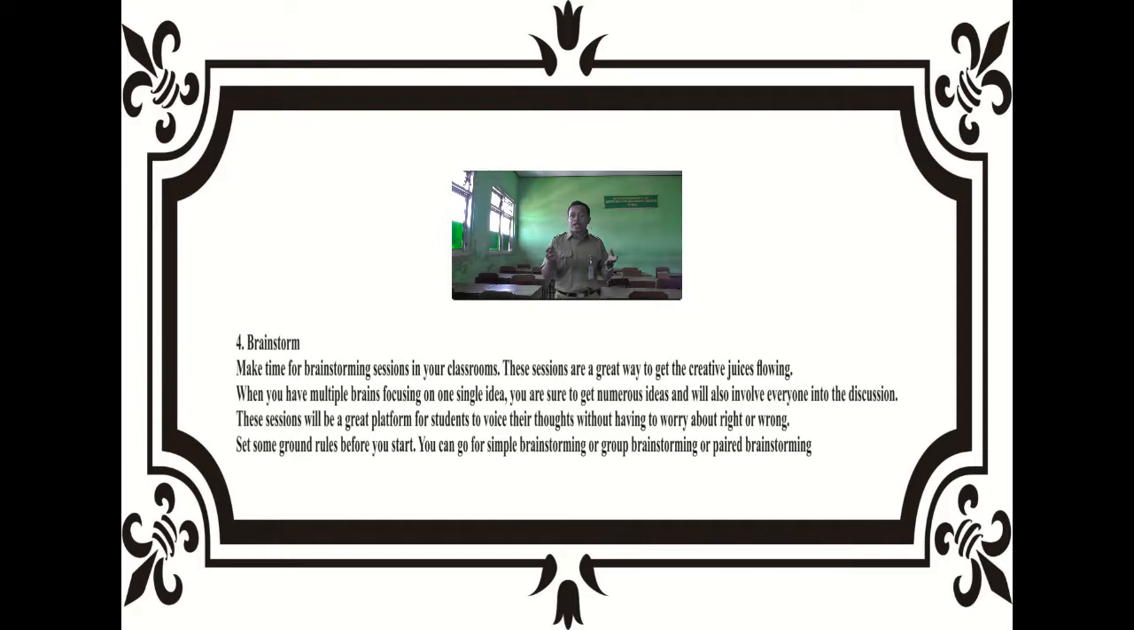Number 4, brainstorming. Make time for brainstorming sessions in your classroom. These sessions are a great way to get the creative juices flowing. When you have multiple brains focusing on one single idea, you are sure to get numerous ideas and will also involve everyone in the discussion. This session will be a great platform for students to voice their thoughts without having to worry about right or wrong. Set some ground rules before you start. You can go for a simple brainstorming, group brainstorming, or peer brainstorming.